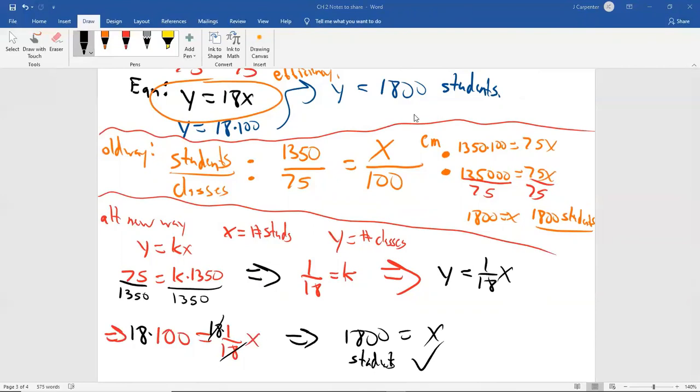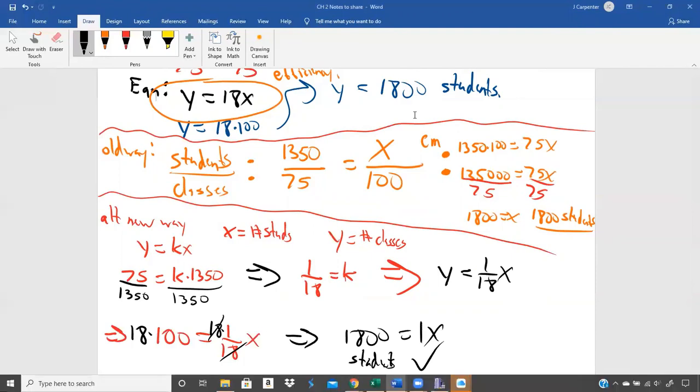One times anything is the anything. The 1 is still there if you really have to see it, but no one likes writing that 1.